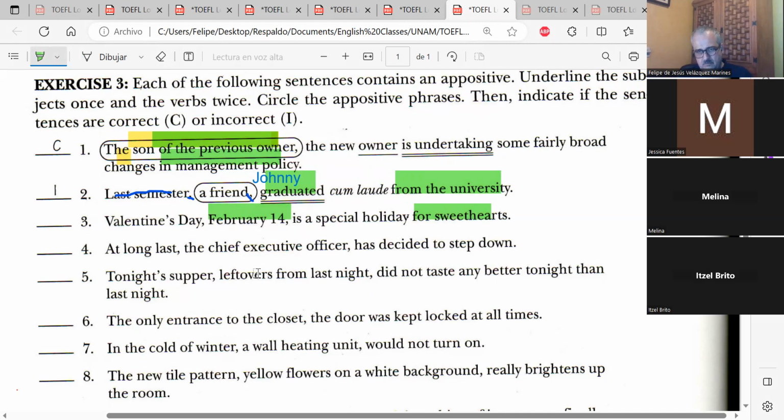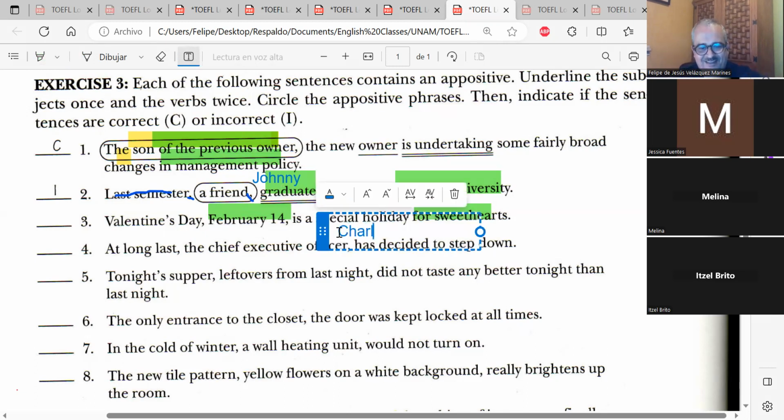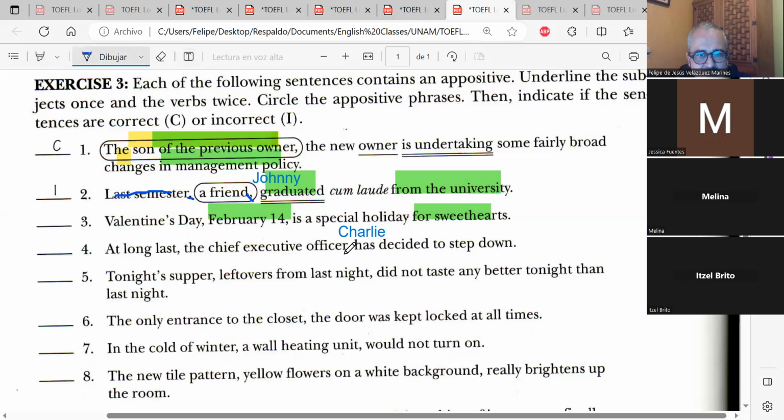At long last, the chief executive officer has decided to step down. It's incorrect. Why? Because it's missing a name. It could be: the chief executive officer Charlie has decided to step down. Yes, that's okay. Or you can also say the chief executive officer and eliminate this comma. No?